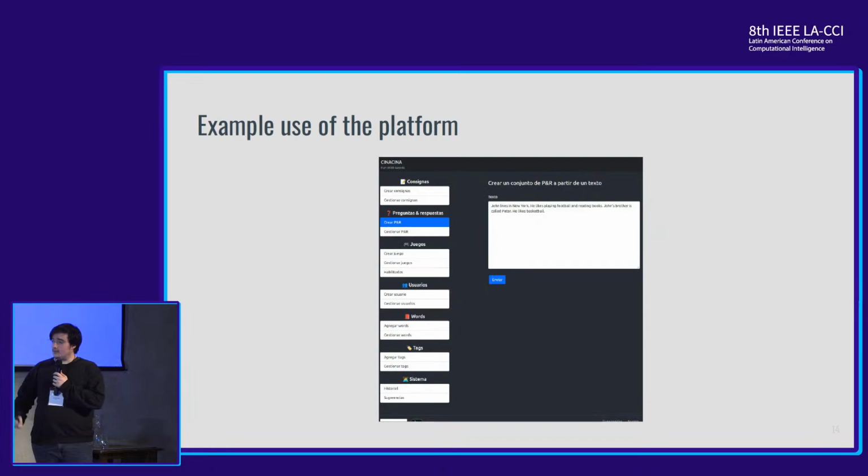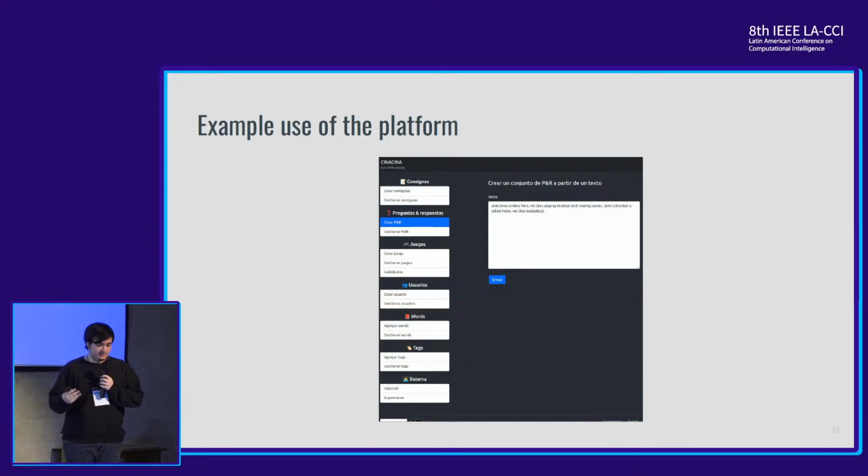Then an example use of the platform. I don't think you can see very much there, but this is a platform where the tool is integrated. It has a wide variety of things, not only this tool. And particularly to our tool, as I said, the only input is the text.